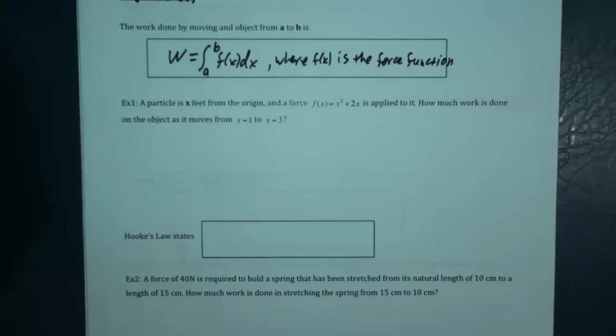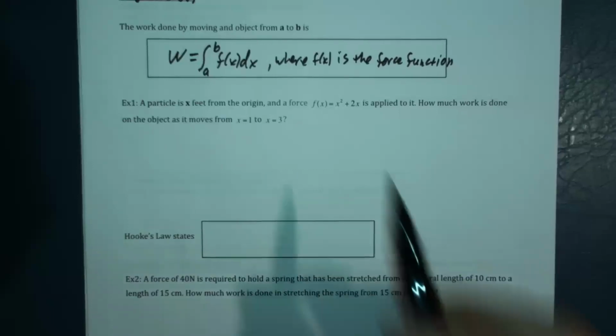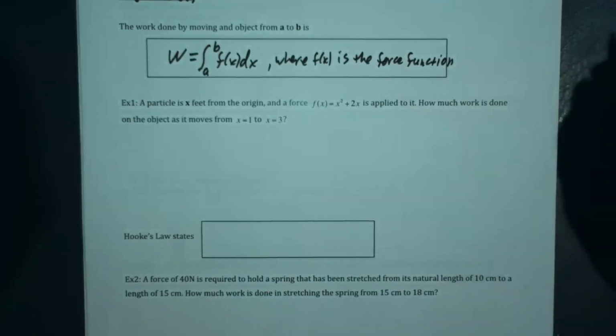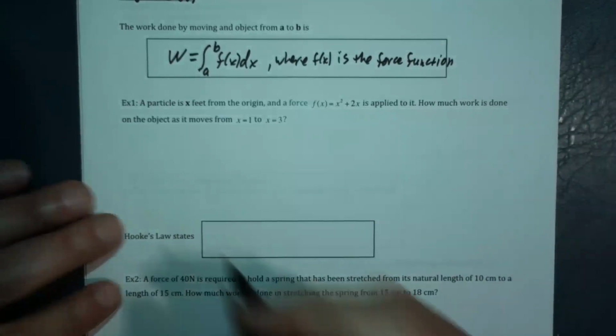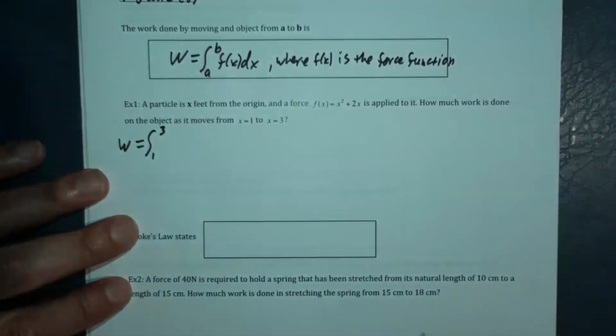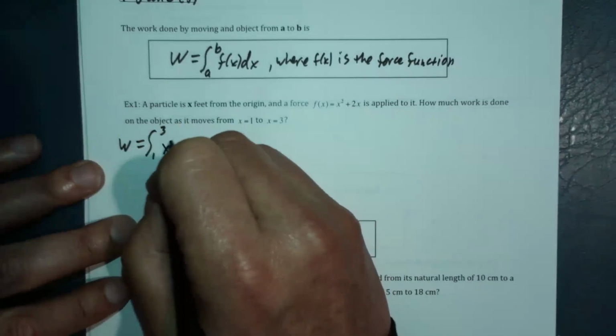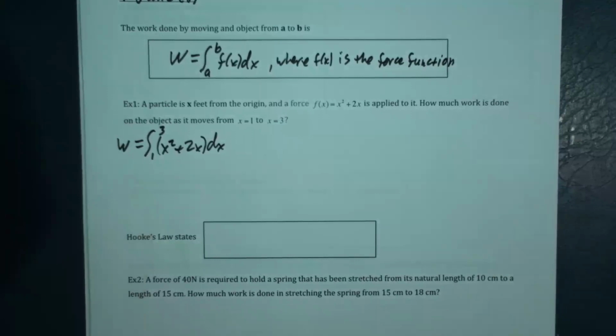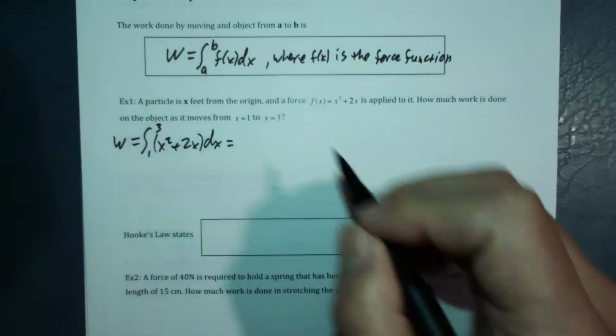A particle is x feet from the origin, and a force, and they give us the force function. In the other example that we're going to do, we're going to have to build our function. F of x equals x squared plus 2x is applied to it. How much work is done on the object as it moves from 1 to 3? Now, they're not giving us any units here either. Well, the work is going to be the integral from 1 to 3 of x squared plus 2x dx. It's that simple. Not a lot of work for this one. Pardon the pun.